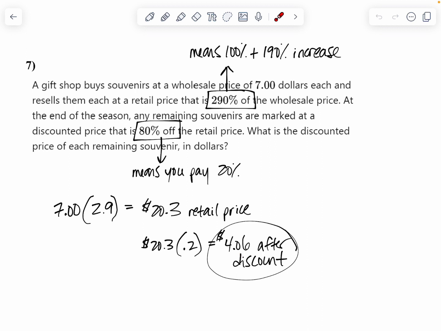Just be really careful about this, because we cannot combine this percentage and this percentage. I think a really common mistake is somebody will take the 290% and subtract 80% and try to combine those. But first we mark up the $7 by 290%, and that is our retail price. And then after that, 20% remains, which gives us $4.06 after the discount.